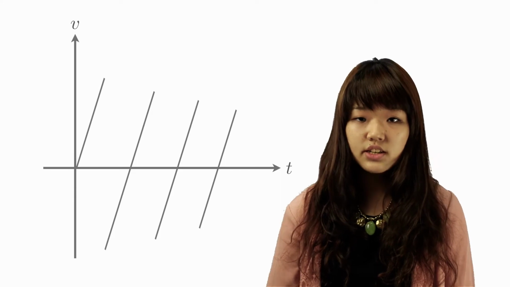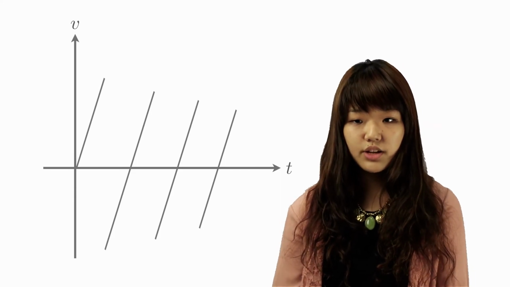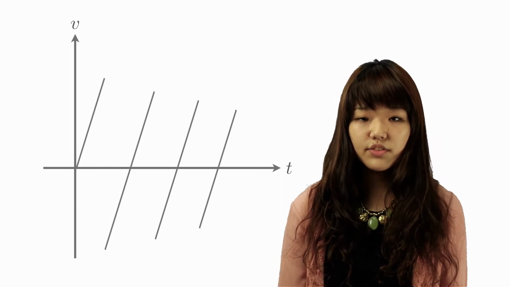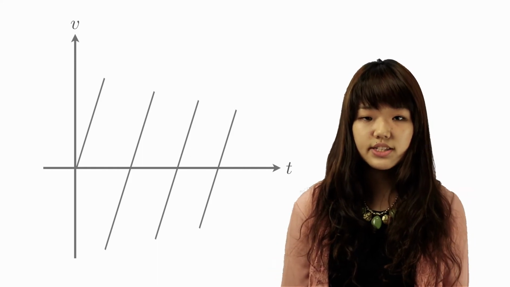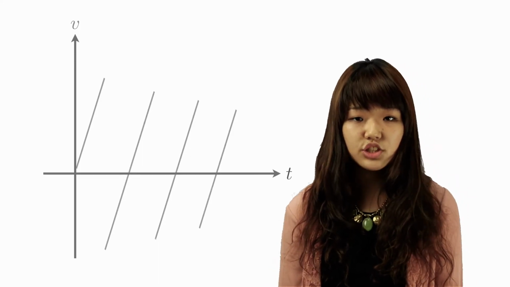And note that the velocity of the ball when it bounces up, the magnitude is different from the magnitude of the velocity as it touches the ground, because there's also energy loss in the form of heat and sound energy.